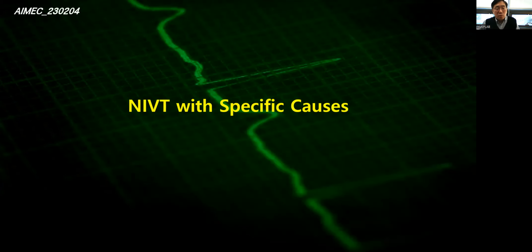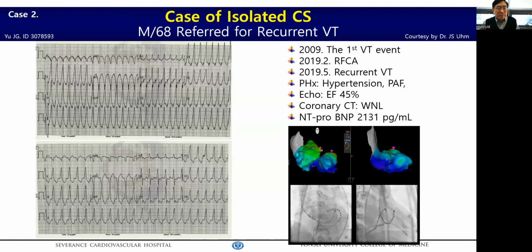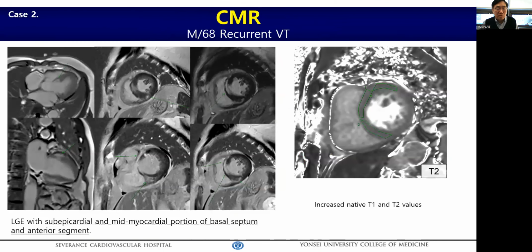Okay, next 4 cases will be sicker and riskier patients. This is an isolated cardiac sarcoidosis case. 68 years old gentleman experienced his first VT event 10 years ago, and then we underwent VT ablation 3 months ago, but the VT recurs, VT number 2. So he had a history of hypertension and proximal atrial fibrillation. Echo shows ejection fraction 45% with increased NT-proBNP, and the coronary CT scan was normal.